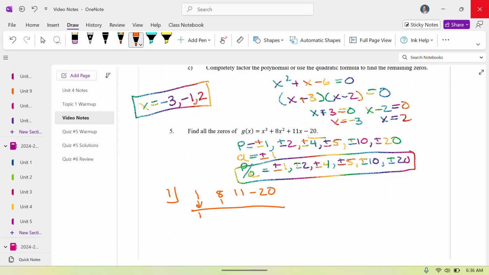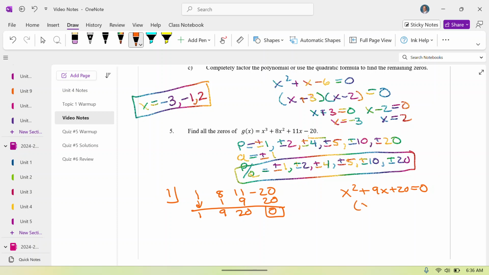Bring down the 1, multiply, add down. So notice when we do this, the first number gives us 0. That's always nice. But if it doesn't, we just go to the next number. So here it's x squared plus 9x plus 20 equals 0.